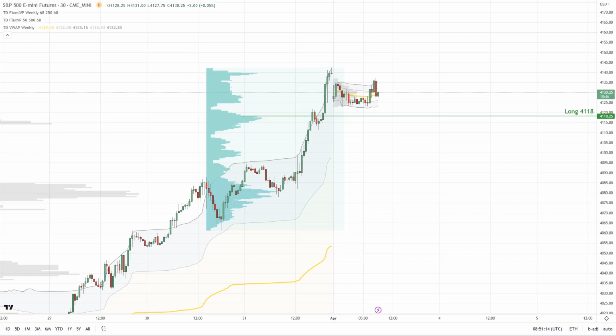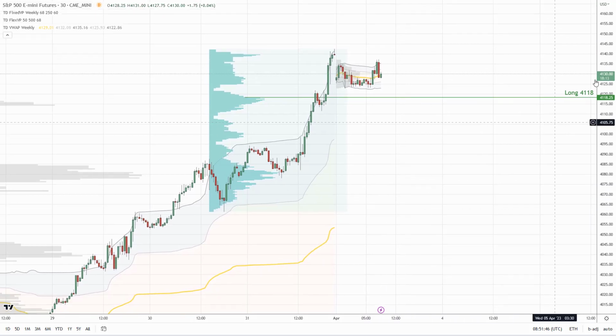Today we'll cover 3 trading ideas, and the first one is going to be on the ES, which is futures for the Standard & Poor's 500 index. So that's what you see before you on this chart, and what I want to talk about in here is a strong support that formed on Friday. This is the support at 41.18.